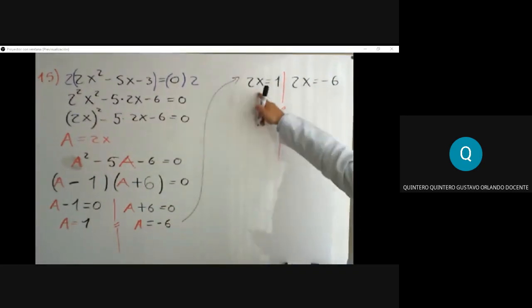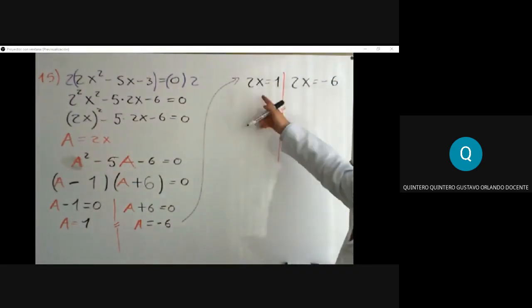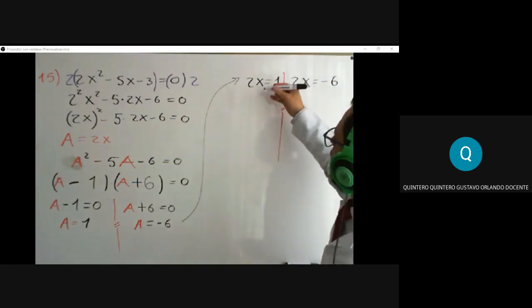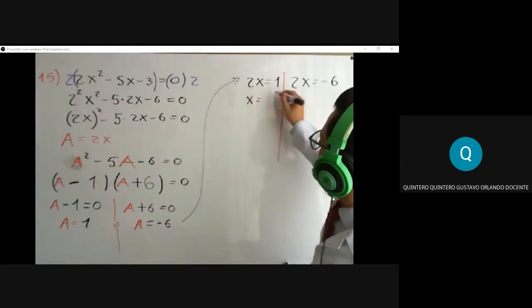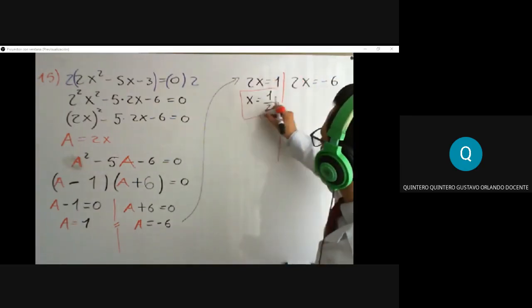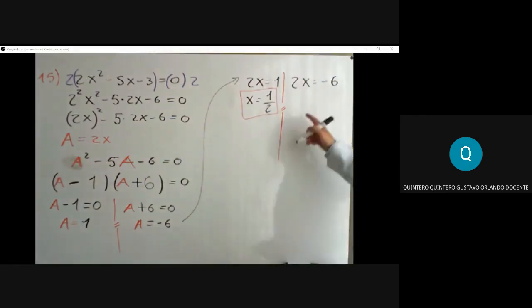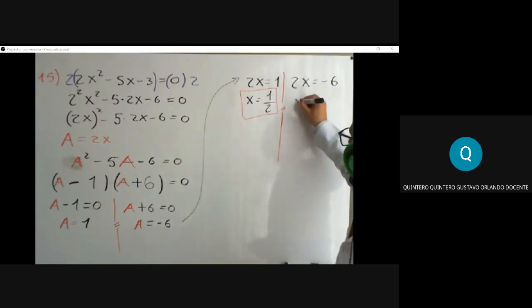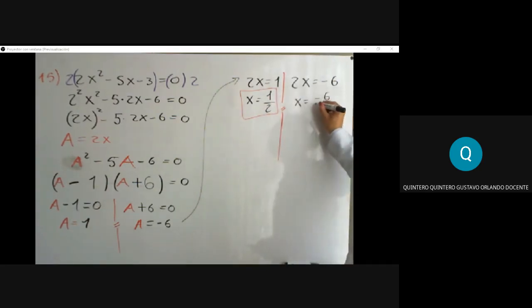Okay, now isolate for x. That is not hard, right? The 2 is multiplying here, so you're going to pass it to divide. X is going to be 1/2. And like that, we have our first solution. Second solution is going to be from here. The 2 is multiplying, you're going to pass it to divide. So x is going to be -6/2.